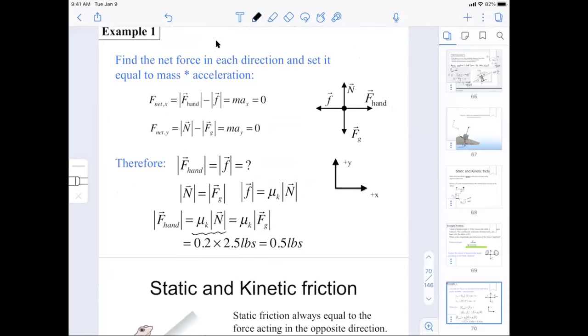So the normal force is equal to your weight. So the friction is mu times N, which is 0.2. That's the coefficient of your surface times the weight of the book. That's half a pound, which means the force of your hand is also half a pound. It's equal to the friction. You keep it moving at a constant velocity. Okay, so because we know this extra condition, we're able to finish this problem now.